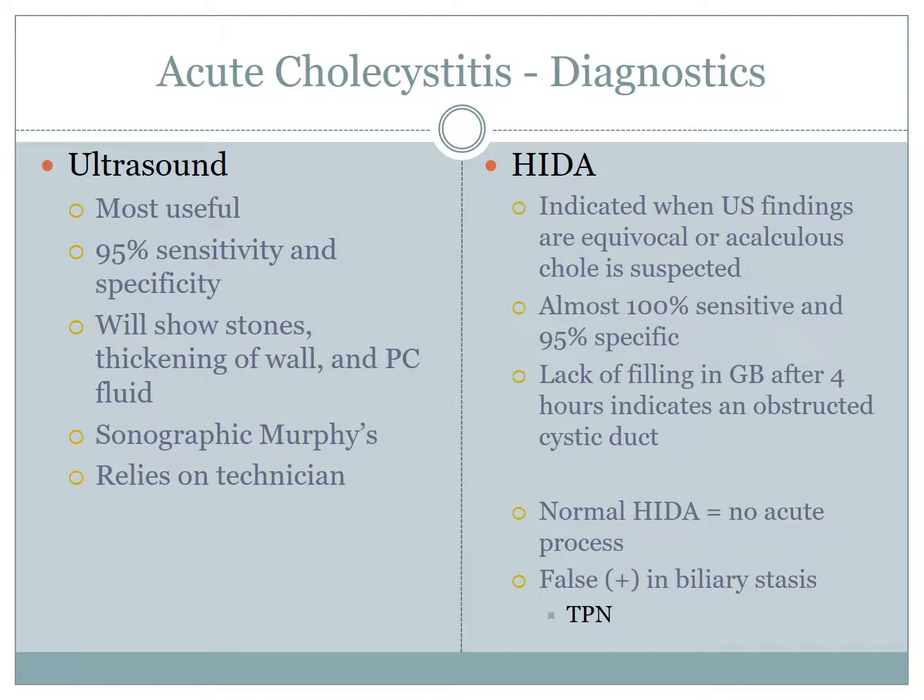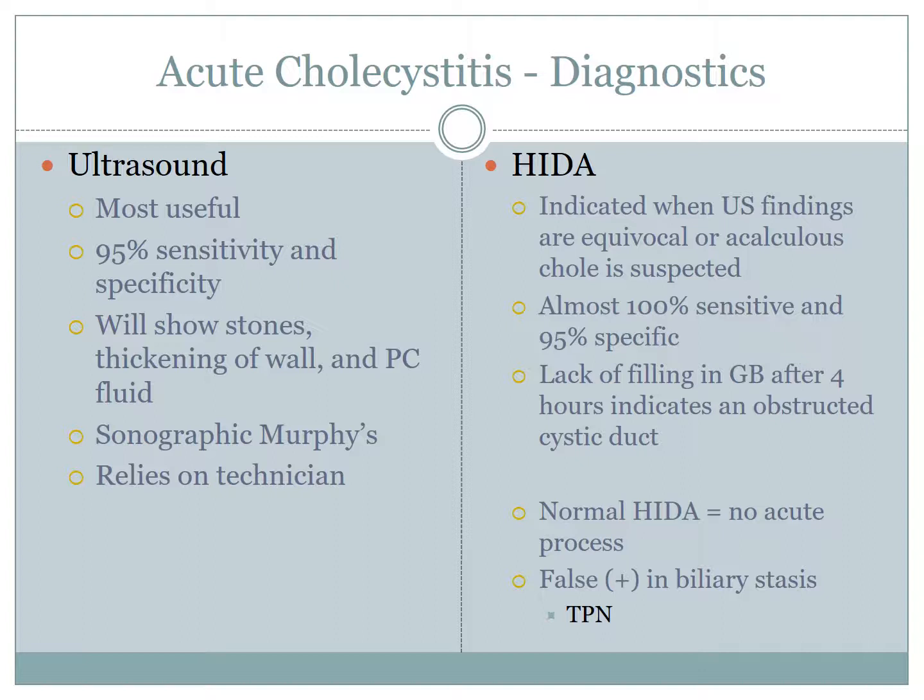So again, diagnostics, ultrasound's the most useful. It's 95% sensitive and specific. It'll show stones, thickening of the wall, and pericholecystic fluid. If you look on the ultrasound, actually it's on the next slide, we'll look at the ultrasound findings of acute cholecystitis. So again, like what I talked about, there's the first test you want to order, and there's the gold standard test. Ultrasound is a great first test because it's highly sensitive and specific.